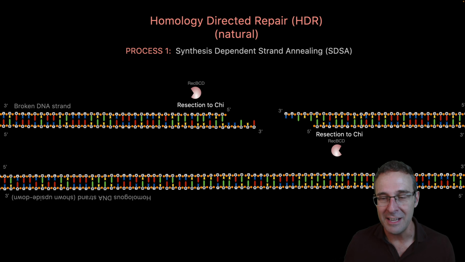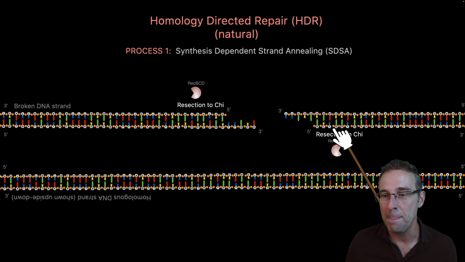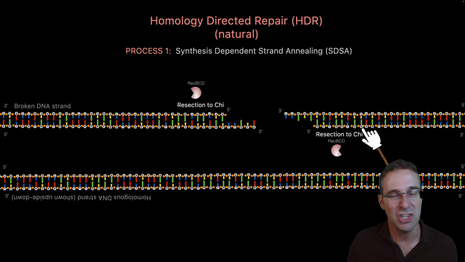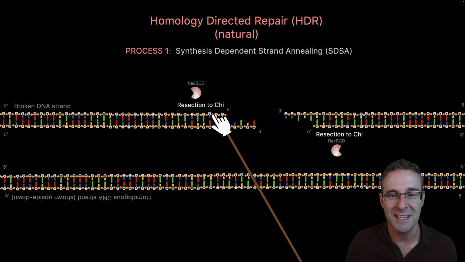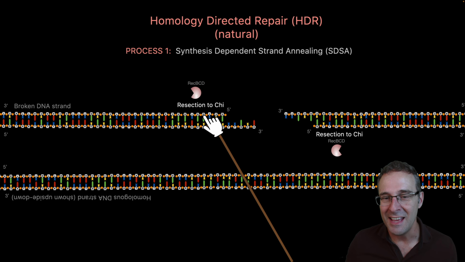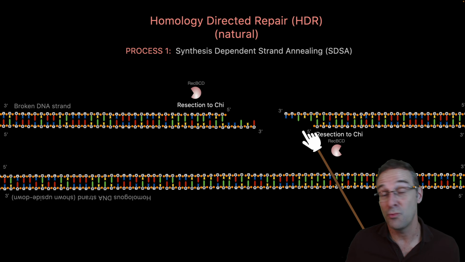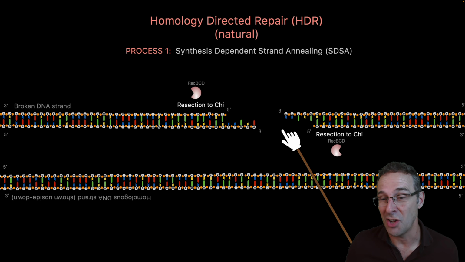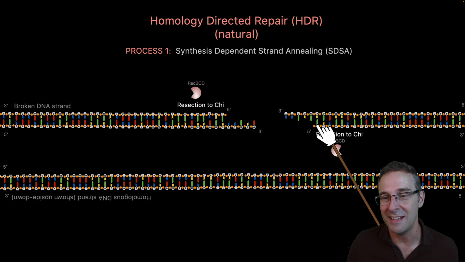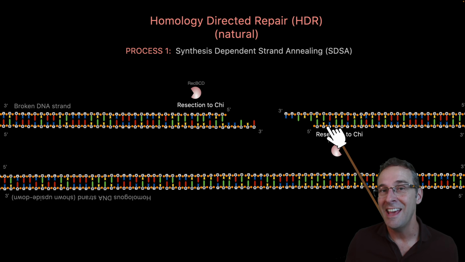Now, a Chi site is a length of DNA that has the base sequence GCTGGTGG. Okay, GCTGGTGG. You can see it here as well. GCTGGTGG. So that there is a Chi site, and this here is a Chi site. And this RecBCD enzyme will just cut away the 5' end until it reaches a Chi site, and then it stops.